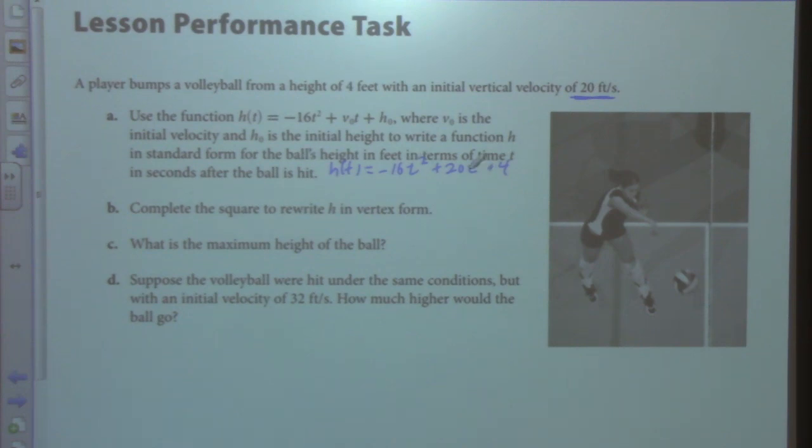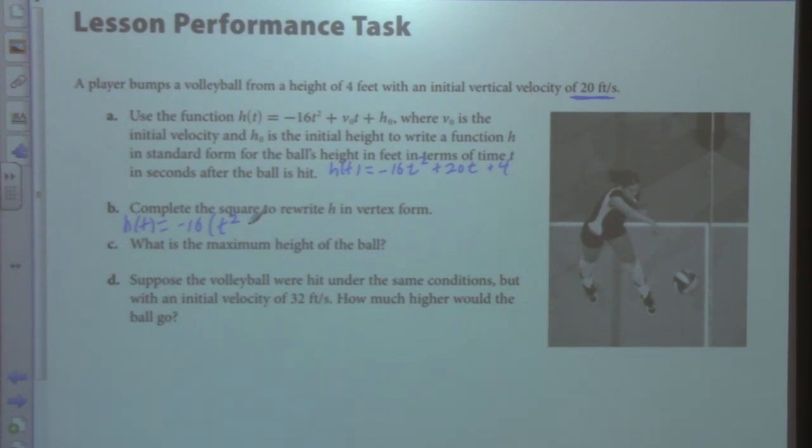So now we have that, so how do we complete the square to rewrite h in vertex form? Well, we have h of t equals negative 16 t squared. What's going to go next? Yeah, 20, but remember we've taken the 16 out of here. So what's it going to be? 20 divided by 16, is that 5/4?